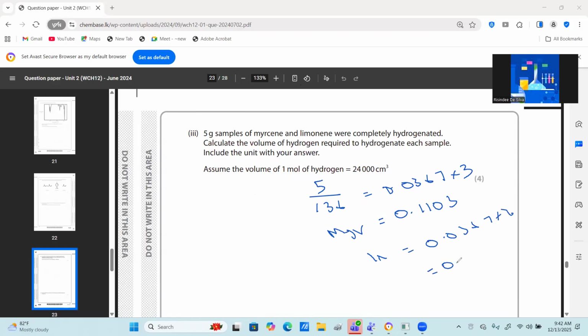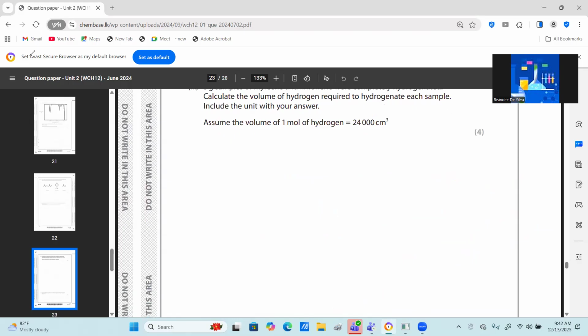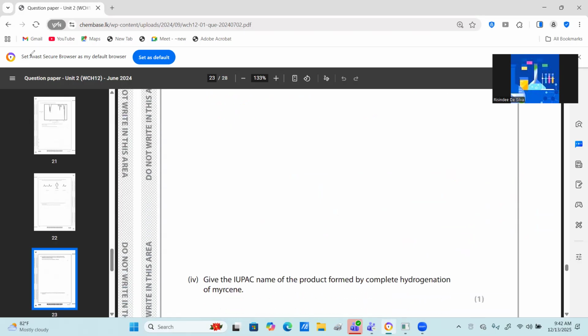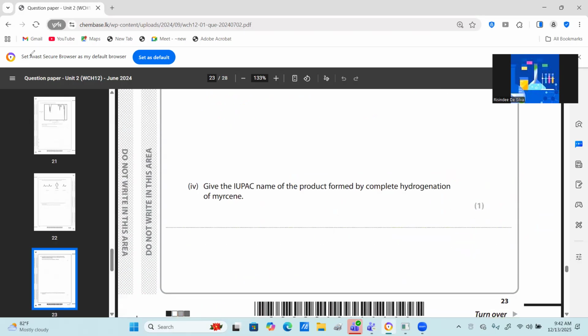Then you get 0.07353. To find the volume required, you need to multiply by 24,000. Then for myrcene, you get the answer as 2,647.2 cubic centimeters. For limonene, you get 1,764.7 cubic centimeters. So that's how they have given 4 marks for finding the moles of both and finding the volume of both. Give the IUPAC name.